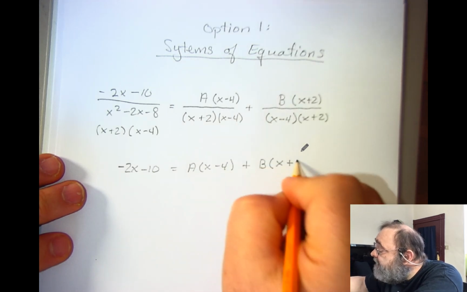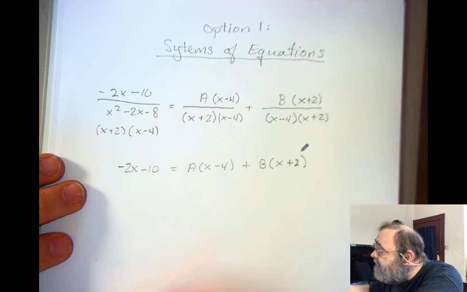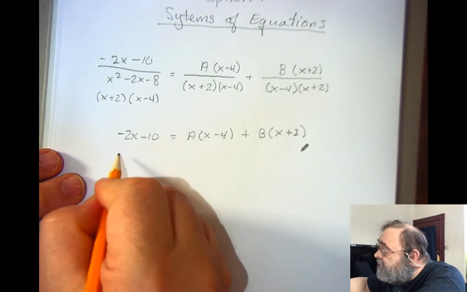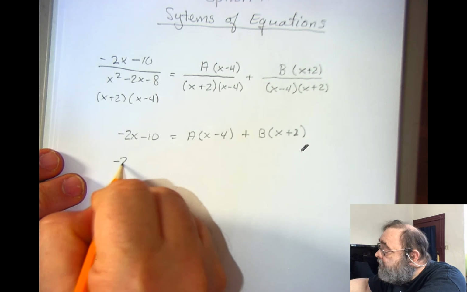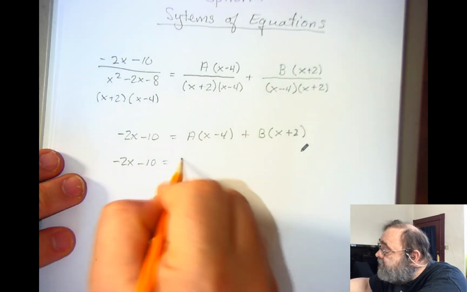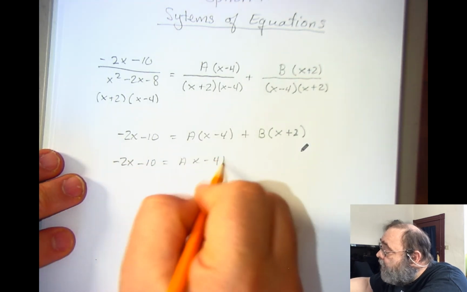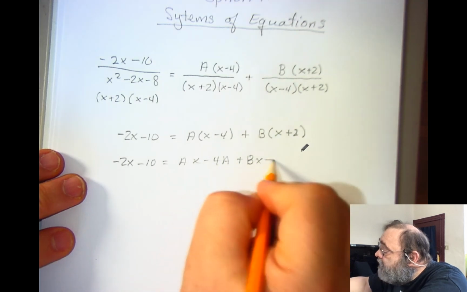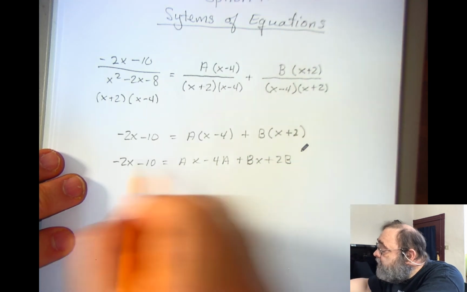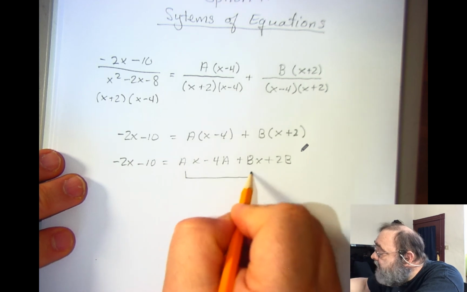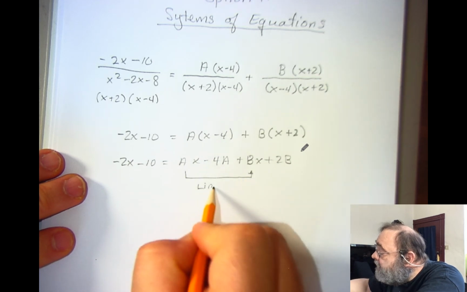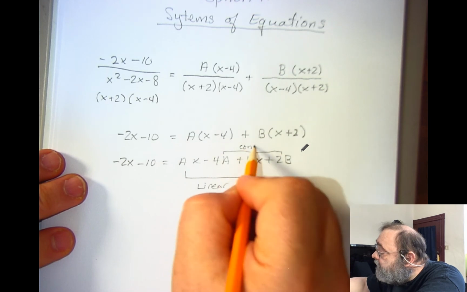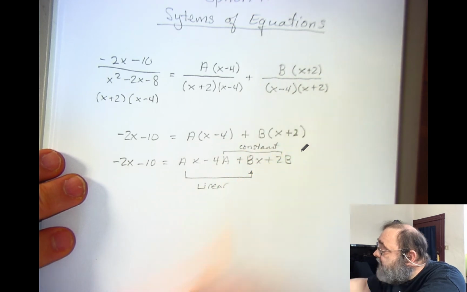Now always put a plus in between your fractions. If we end up having a negative, that negative will be self-evident at the end. I'm going to distribute the a and the b using the distribution property. Negative 2x minus 10 is equal to ax minus 4a plus 2bx plus 2b. And you'll notice that these two terms are going to make my linear term, and these two will make the constant term. And that's how we're going to gather them.